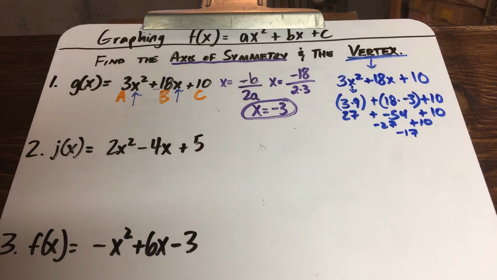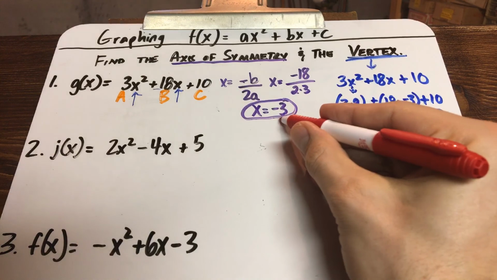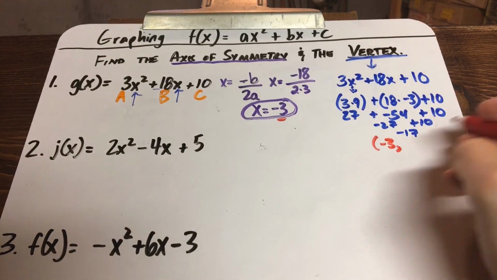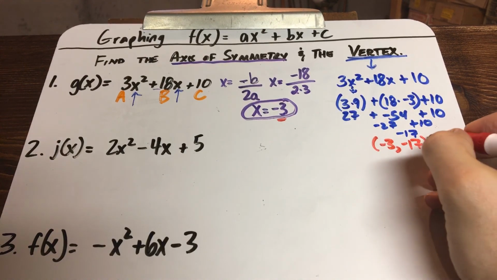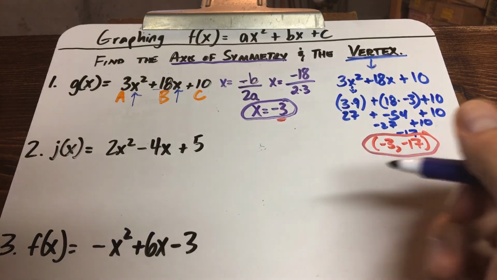That is only half of my vertex though. Remember, to make it the vertex, you take the answer from over here, that goes in the x-coordinate. The answer you just got, -17, is the y-coordinate. So my vertex is (-3, -17). You can see why I didn't want to graph that one. I would have had to go down 17 places. There we go. All right, let's do a couple more just to make sure that process makes sense.